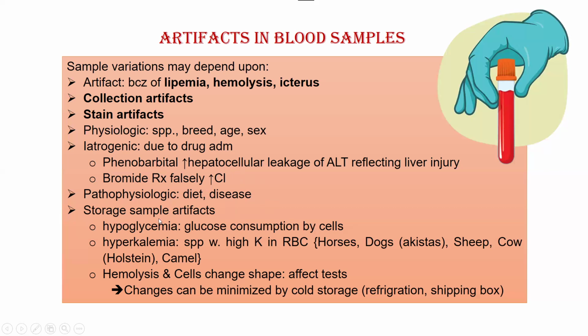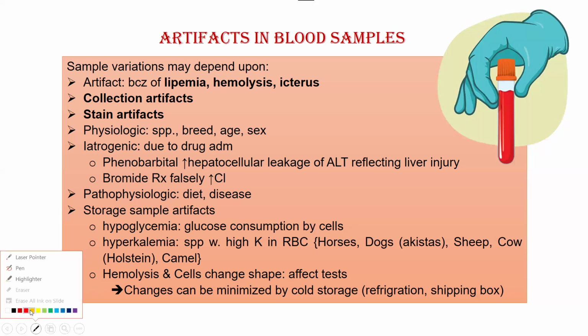Then there are storage sample artifacts. These are caused by the fact that you have received a sample today that is fresh, but you decide, for any reason, to perform panel tests on that sample 2 or 3 days later. 2 or 3 days later, you are going to have severe changes in that sample. Those changes are going to be artifacts, not true results. What are these? Number one is hypoglycemia.